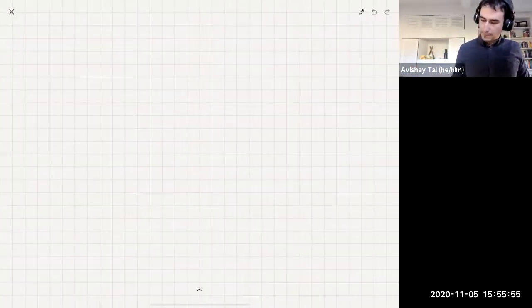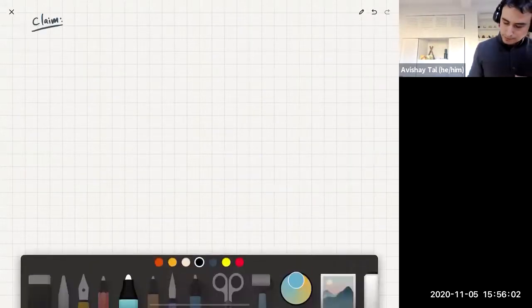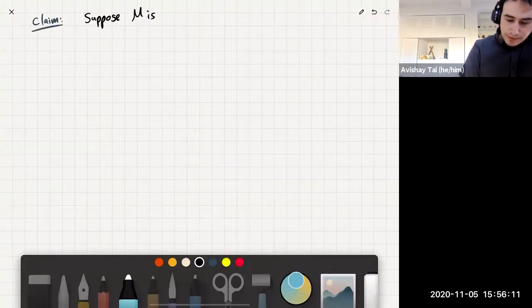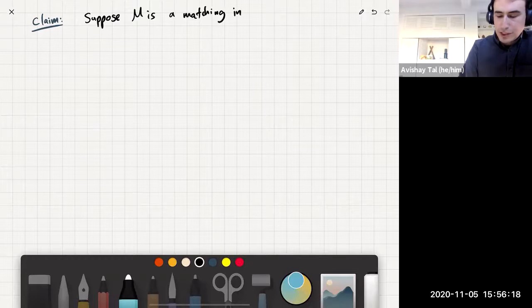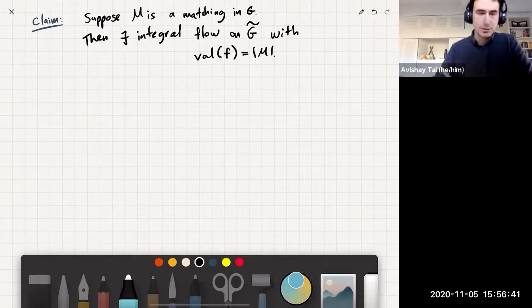So the claim is as follows. There will be two claims. The first one: suppose M is a matching in G, then there exists an integral flow on G tilde whose value is exactly the size of M. So that's the first claim.